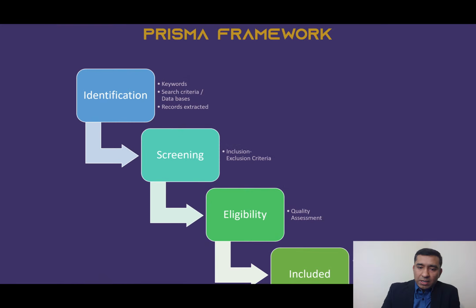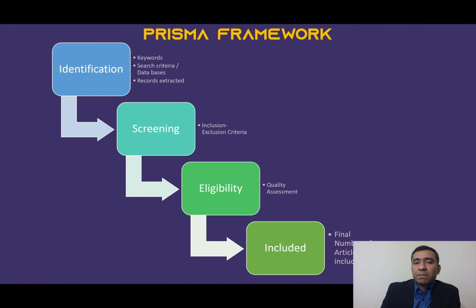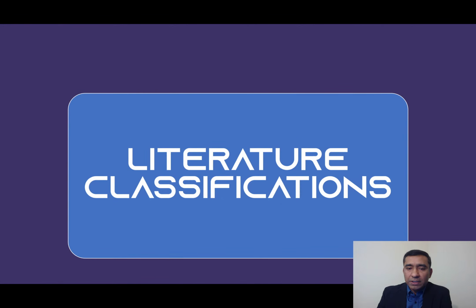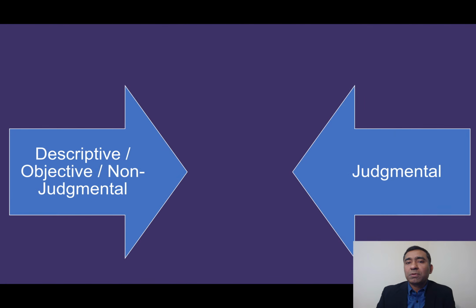So these are different steps. There are 4 different steps in the PRISMA framework. We identify, we screen the data, we check the quality assessment, and then we include the final number of research articles or the records in our database. So usually we extract in Microsoft Excel, from where we use different tools to classify our literature. So once we are done with this PRISMA framework, we have our Excel sheets. The next step is to work with those Excel sheets and we try to classify our literature.